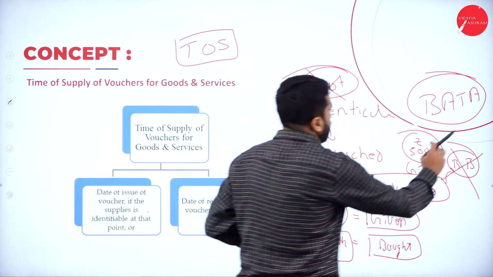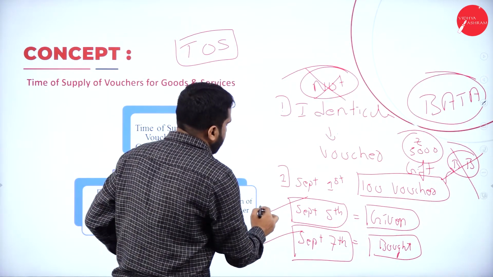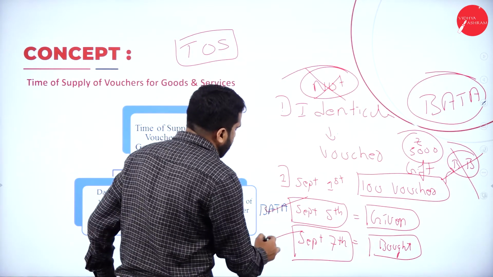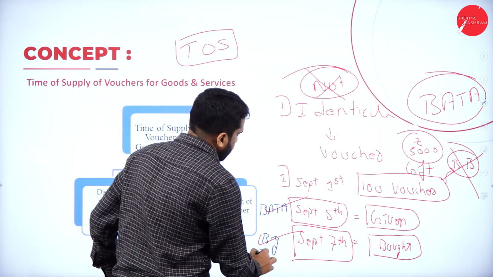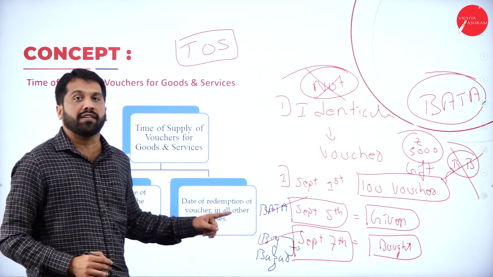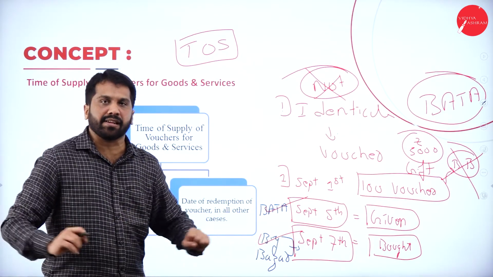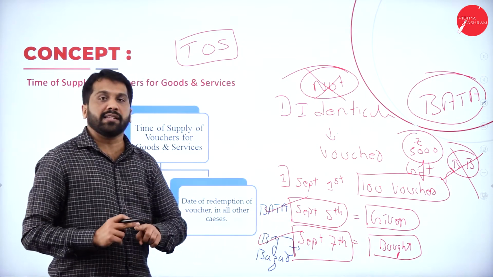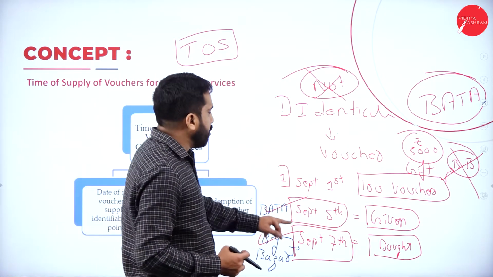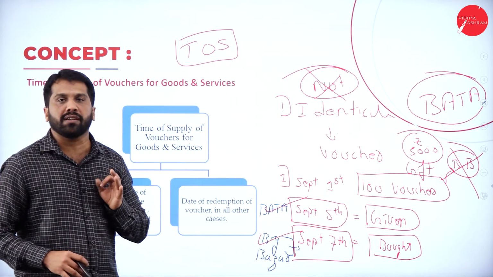Now, it will be easy for you. Remember, September 5th in case of Bata. September 7th in case of Big Bazaar. So, remember this example, you will not forget for lifetime. Big Bazaar goods are not identical, so it will be 7th. In case of Bata, the goods are identical. It will be September 5th. In both the cases, September 1st will not come for time of supply. Hope you are clear. Yes.